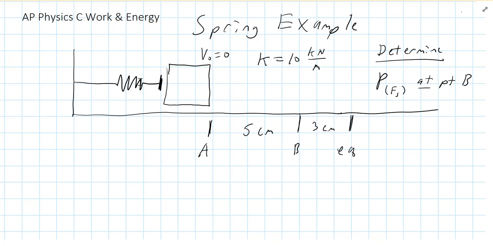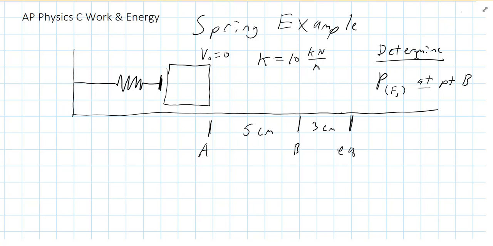I've got a compressed spring, and it's compressed 8 centimeters from equilibrium. So here's point A. When the edge of the block gets to the equilibrium position, the spring is no longer compressed. So the spring is compressed 8 centimeters. We're going to have the block start from rest. There's no friction. The spring constant is 10 kilonewtons per meter.